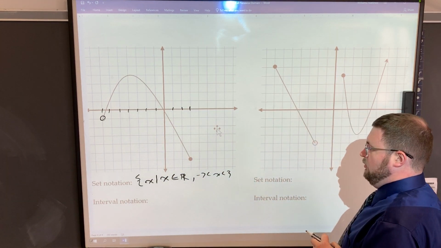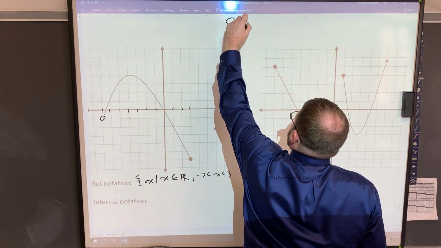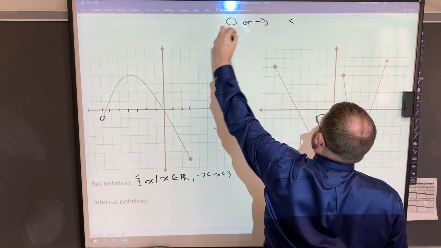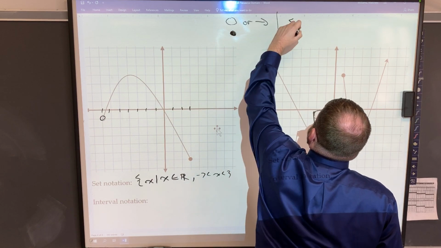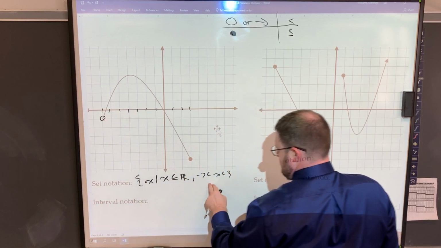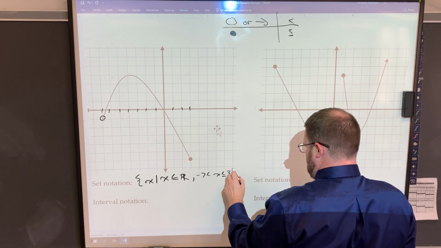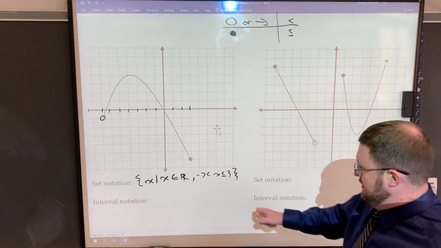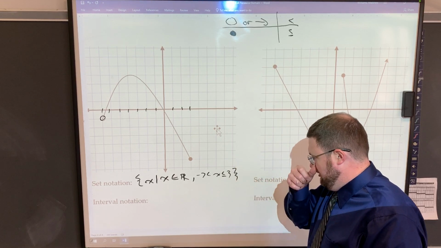And there's one more thing that we need to worry about. If we have an open circle or an arrow, that is less than. If we have a closed dot, that is less than or equal to. So this one has an open circle, that's just less than. This one has a closed dot, that is less than or equal to. And I need to close my braces. Notice that this is less than. This is never going to be greater than. It is always going to be less than.